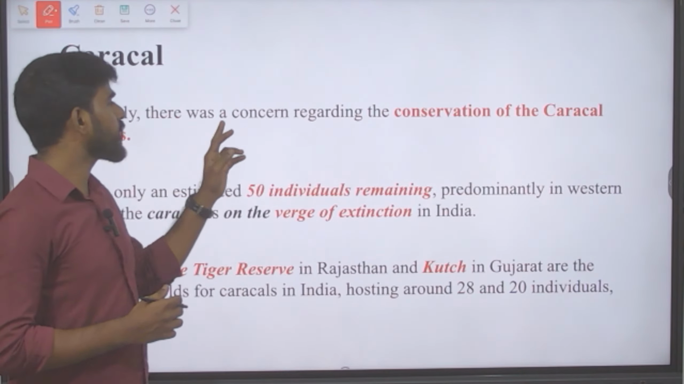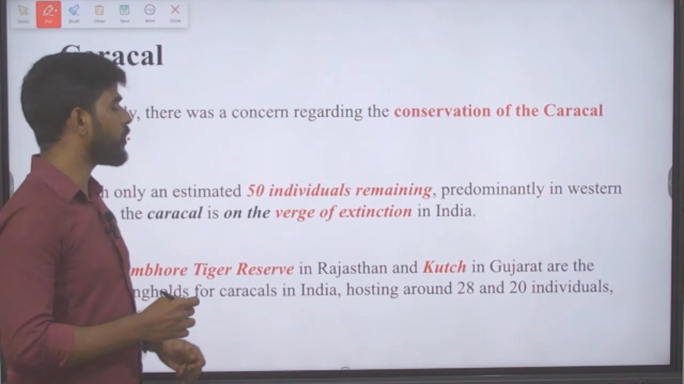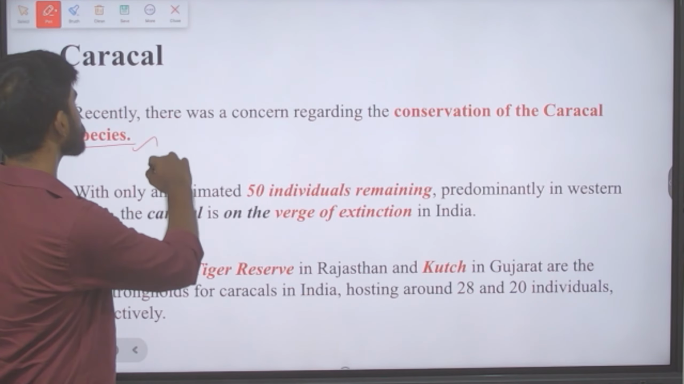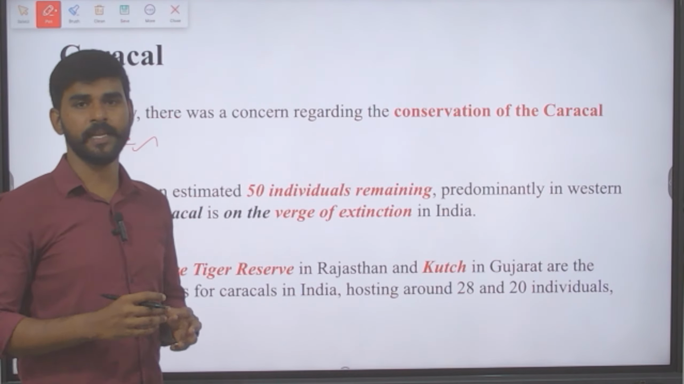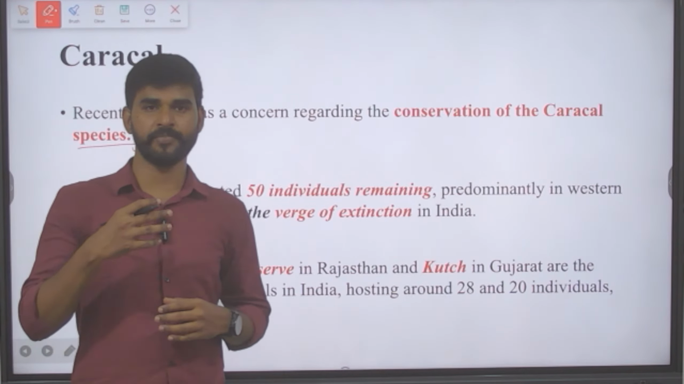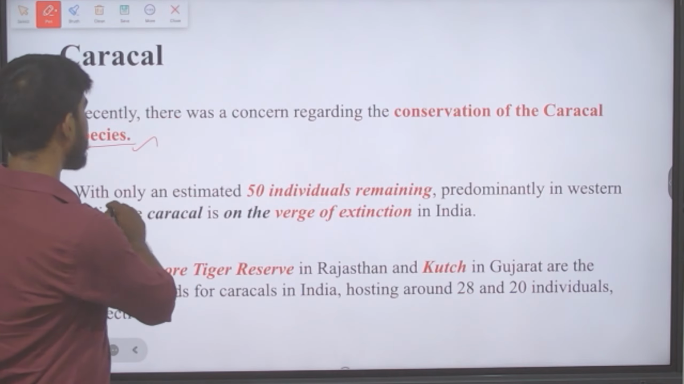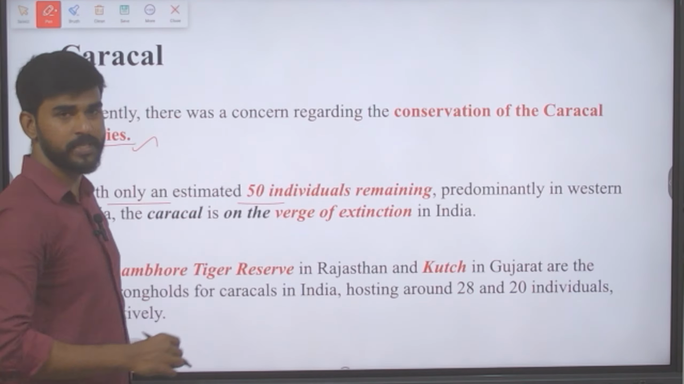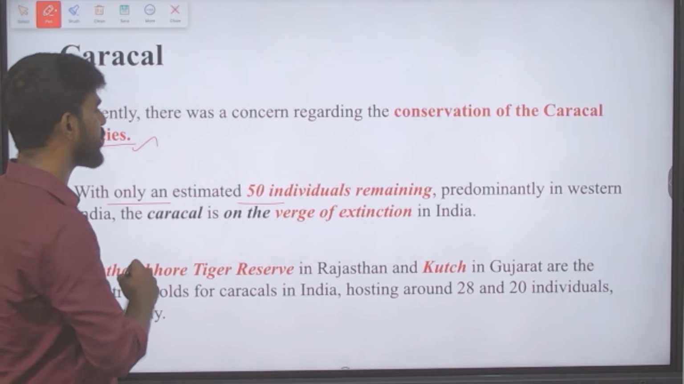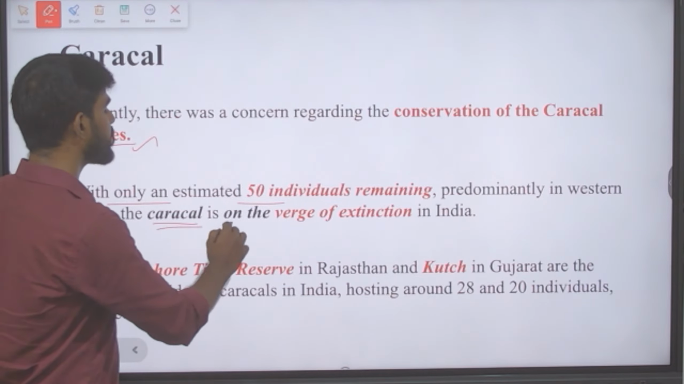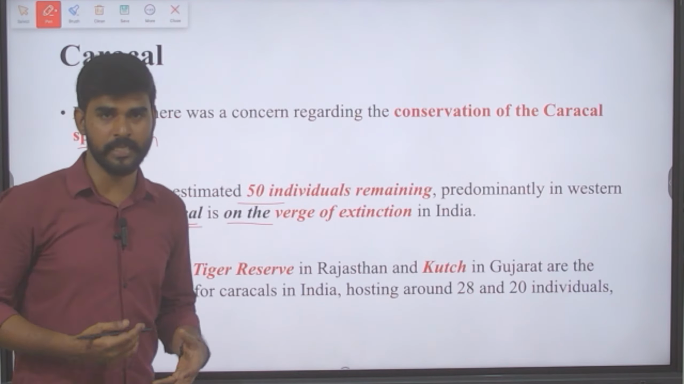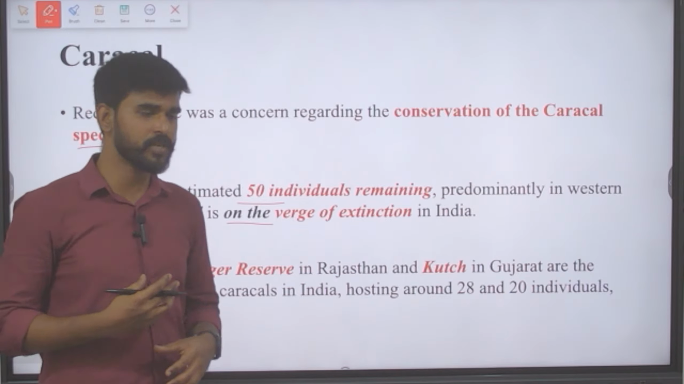Recently, there was a concern regarding the conservation of Caracal species. Okay, so from exam point of view, we will be understanding about the conservation status, about the different characteristics and features of Caracal. With only an estimated 50 individuals remaining in India, predominantly in Western India, Caracal is on the verge of extinction in India. That is the reason why it is a major concern now.